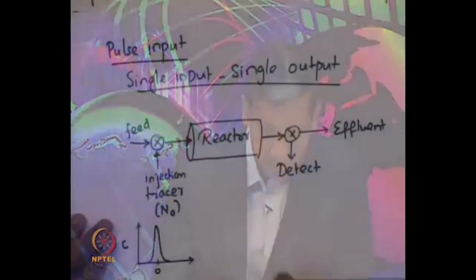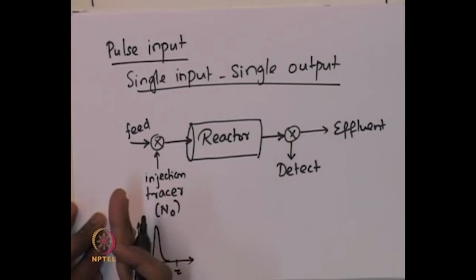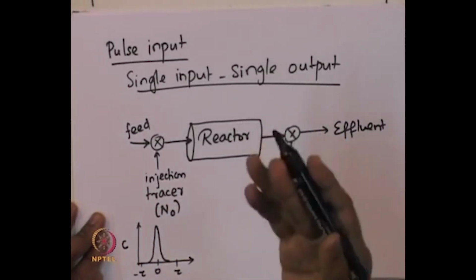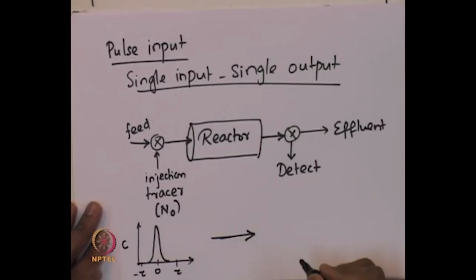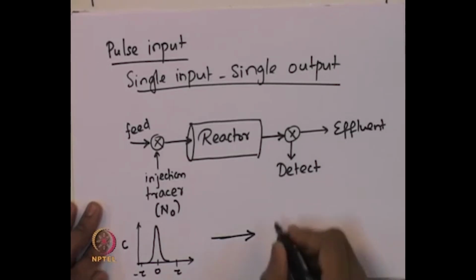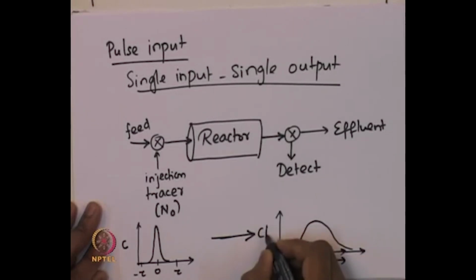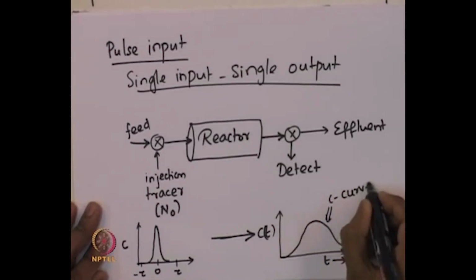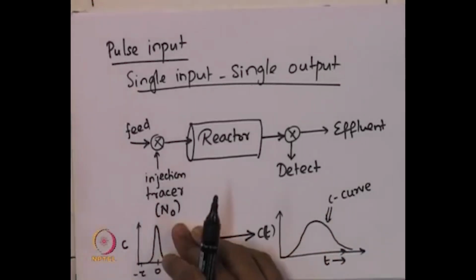So, suppose this is the concentration of the tracer, and this is minus tau, some time before, and some time later. There is some time before the injection point when there is no tracer in the reactor, and some time later also there is no tracer in the feed. So, just give a short pulse and then leave it. Now, once we do this, if we monitor the concentration of the tracer in the effluent stream of the reactor, then the kind of concentration profile that one will expect looks like this. So, this is time and this is the concentration of the tracer as a function of time. This kind of curve is what is called a C curve in residence time literature. So, the concentration of the tracer as a function of time is what is called the C curve.